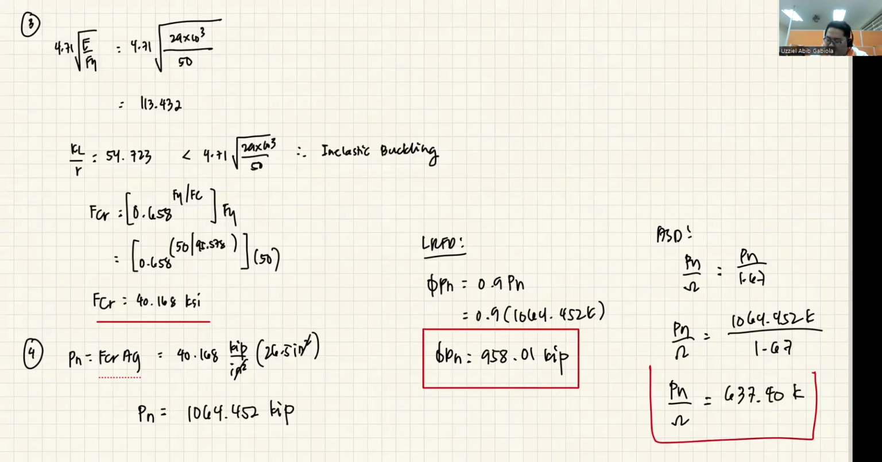Ito yung capacity ng given column natin. Okay? So yan yung i-check natin ngayon. Kung halimbawa may given na loading, what will be the value na i-compare natin to determine if the given section, yung W14x90, can withstand any loading that may be subjected to it dun sa lifespan niya. Okay? So yan. So ganyan po i-apply yung steps natin.